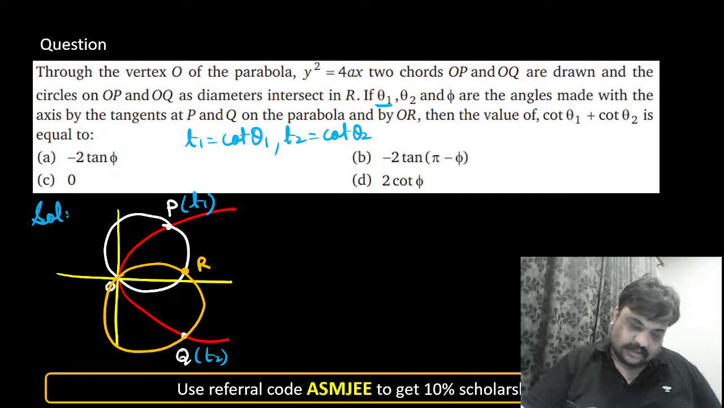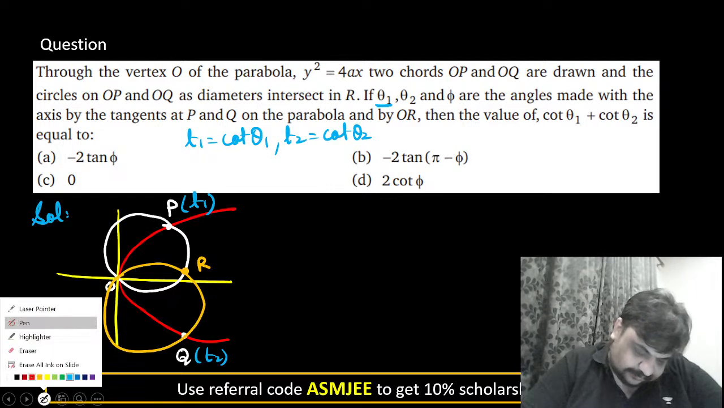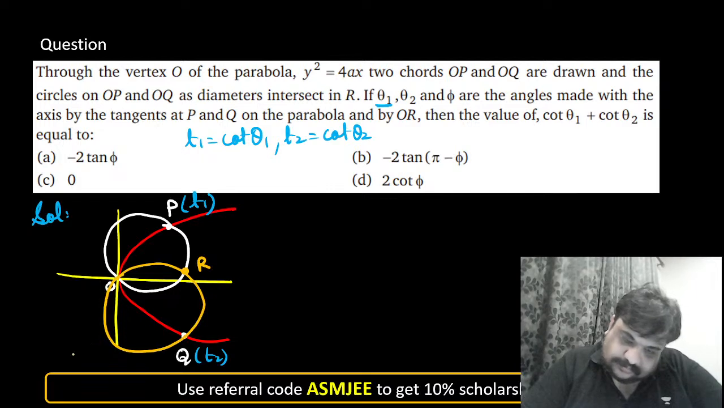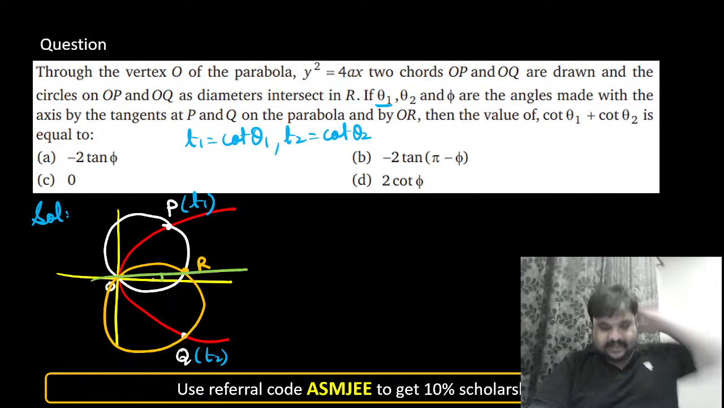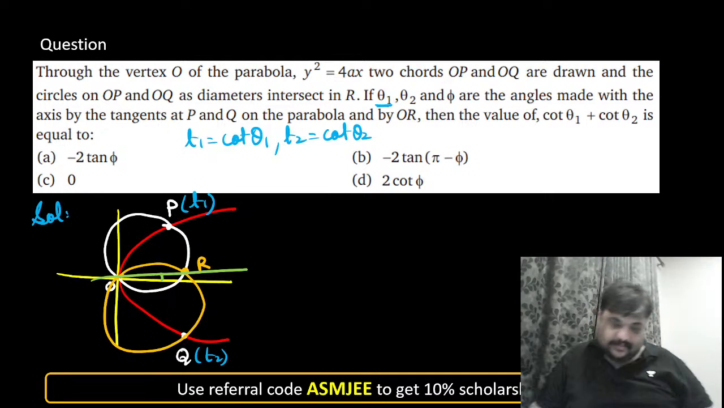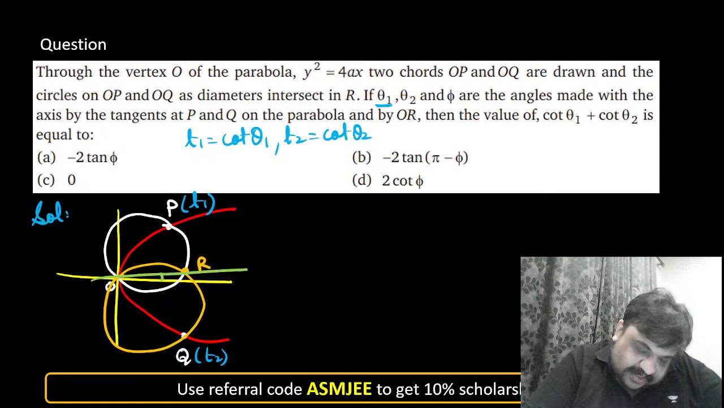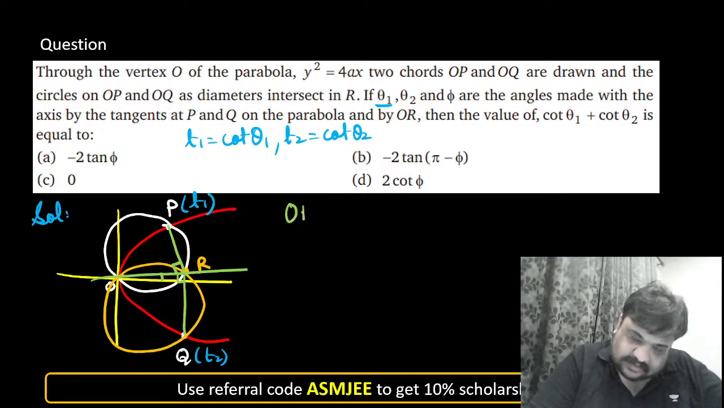Phi is the angle made with the axis, and OR is this line. Okay, so the slope of OR is phi. Wonderful. Now since this is the diameter, you can very well understand that this will be 90 and this will also be 90. So actually OR is perpendicular to PQ.